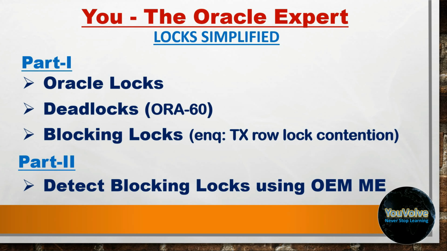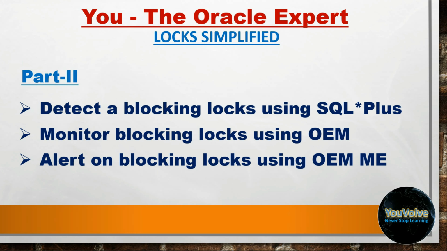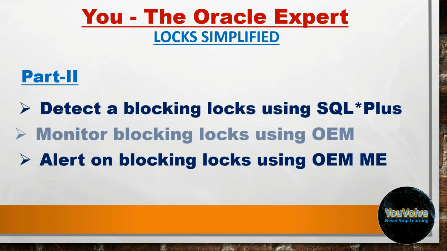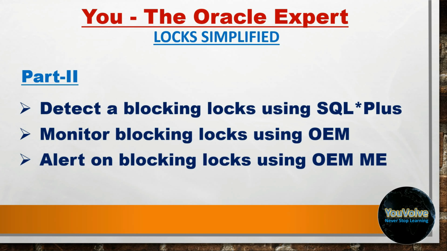In this tutorial, the second part, we are going a little deeper into how to handle blocking lock issues using traditional methods and Oracle Enterprise Manager. In the day-to-day activities of a DBA, blocking lock is the most common type of performance issue encountered. So today, we are going to learn how to detect a blocking lock using SQL Plus, how to monitor blocking locks using OEM, and how to alert on blocking locks using OEM Metric Extensions.